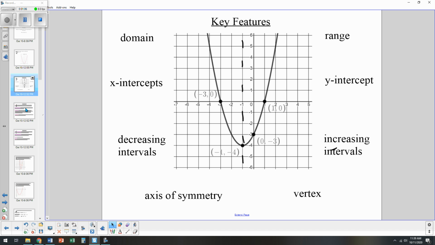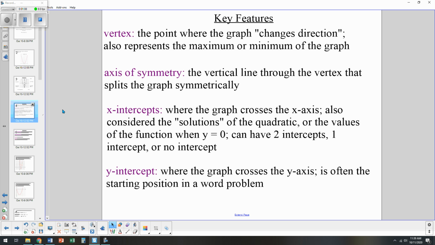So going more into depth into each of these terms, the vertex is the point where the graph changes direction. It's also going to represent the maximum or minimum of the graph. So if it's the highest point, it's the maximum. If it's the lowest point, it's the minimum. The axis of symmetry is the vertical line through the vertex that splits the graph symmetrically, right? Axis of symmetry, symmetrically.